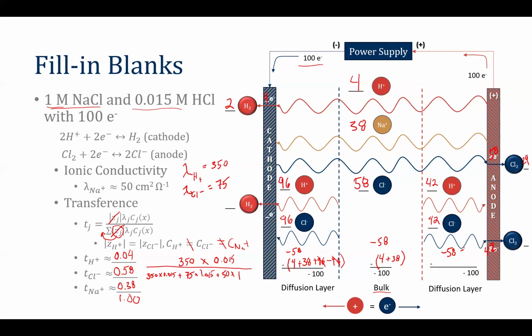And so we're going to have our minus 58 chlorine anions from migration moving to the right, in the direction of where we want our electrons to flow. Then we have our minus 42 chlorine anions diffusing in that direction that we want our electrons to flow. And then we've got our 4 positive charges from hydrogen migrating towards the cathode, the opposite direction, plus our 38 sodium cations, positive, moving in the opposite direction. But we have minus 42 hydrogen cations moving to the right. So that cancels out the movement of our negative 42 chlorine charges. So then we're left with our 58 minus our 42 again, and we have minus 100.